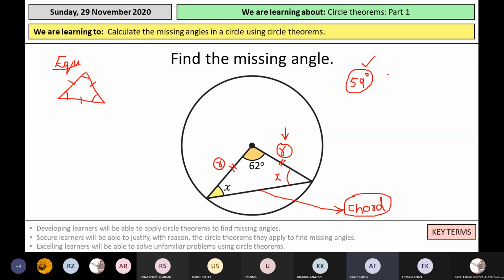Make sure it's coming 59. Everyone is getting 59, yes or no? Yes, sir. All right. Okay. What is the cross check to find that you have done 100% correct? What is the way to cross check?